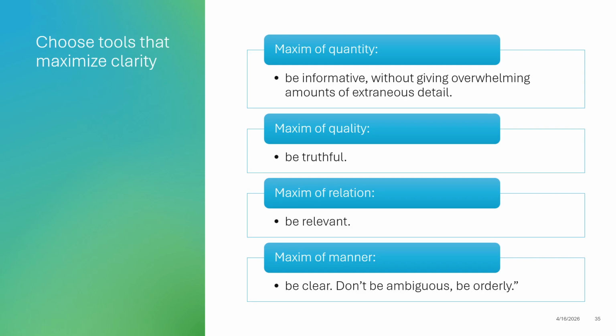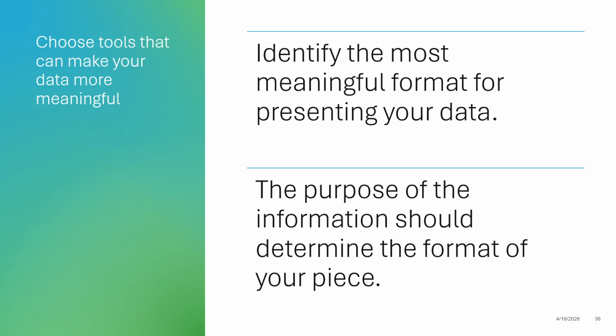And you want to choose tools to maximize clarity, and there are four maxims. You want the maximum of quantity, to be informative without giving overwhelming amounts of strange detail. You want the maximum of quality, that is, to be true. The maximum of relation, that you want to be relevant. And the manner, be clear, avoid being ambiguous, and be in order.